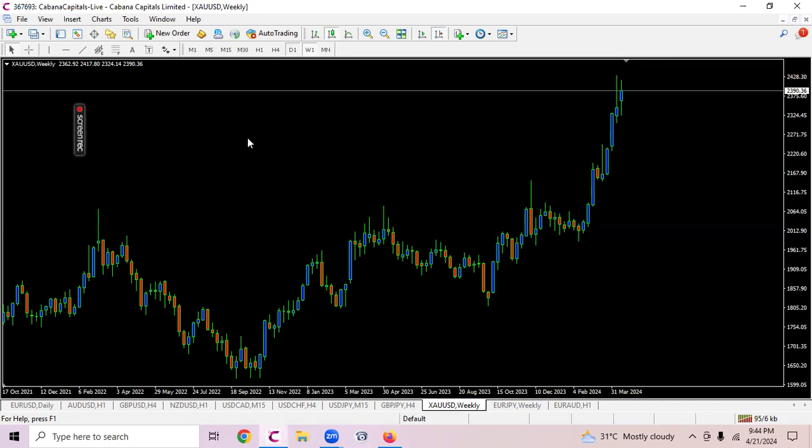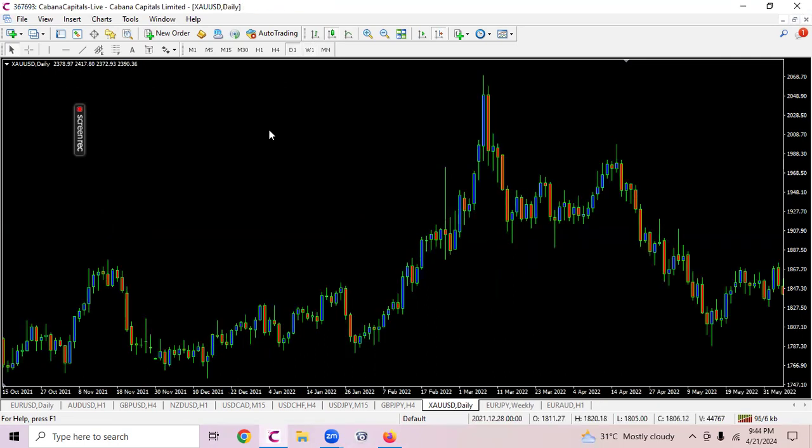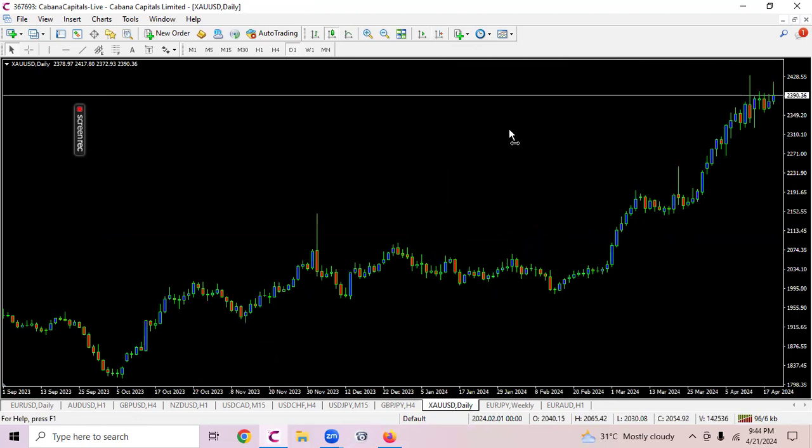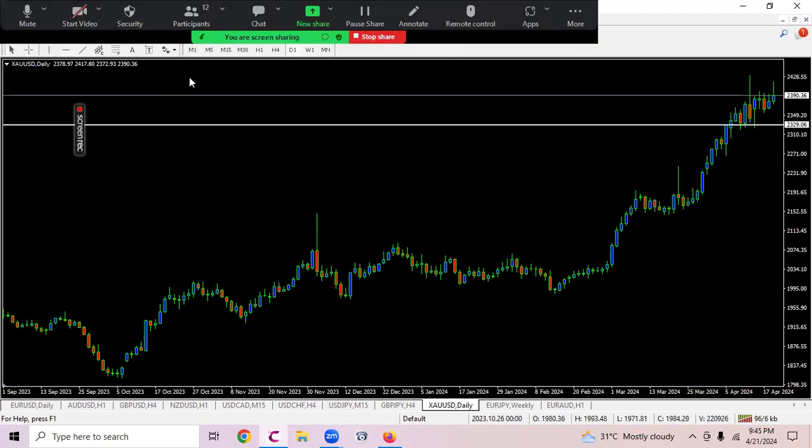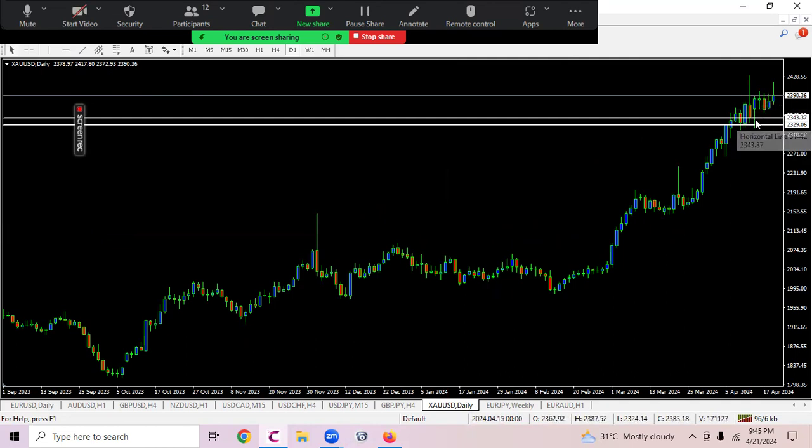Now let's go down to daily and see what we have. If you attended last week's weekly market outlook session, I told you a support was created several weeks ago, and I would only consider selling gold if the support is broken, if the support is cleared. You can see price is still above the support. You can see what happened when price tested that support level. There was a strong rejection from that level. So with what we have here, gold is still bullish.